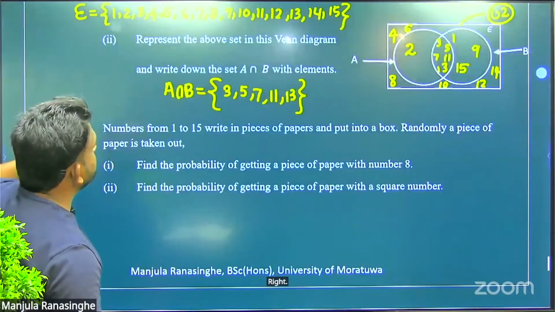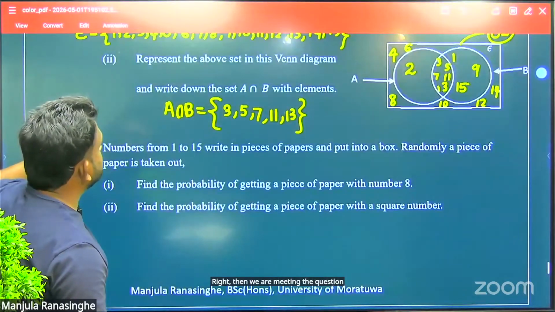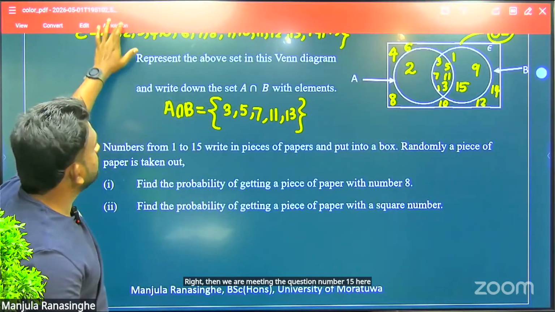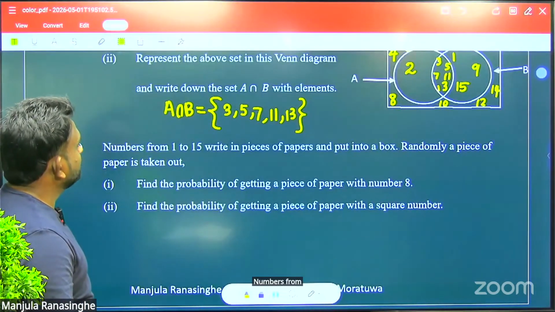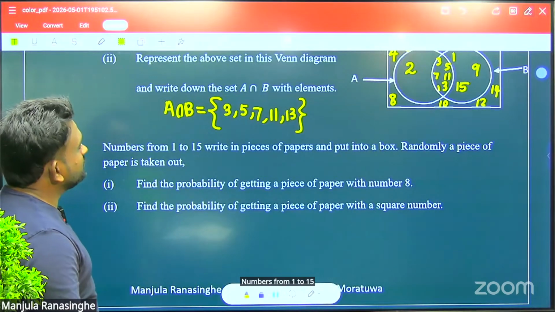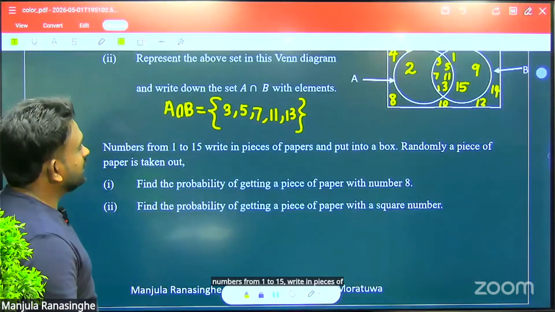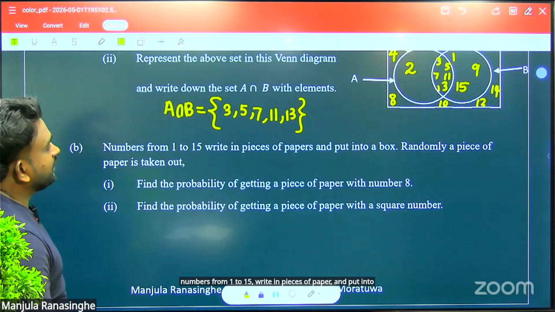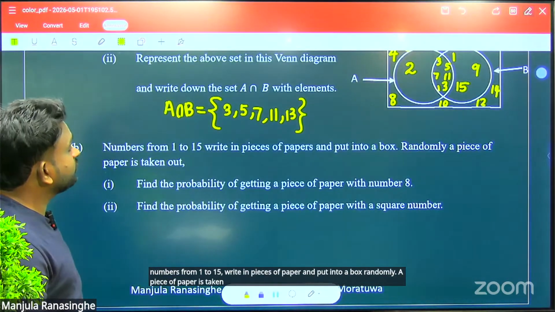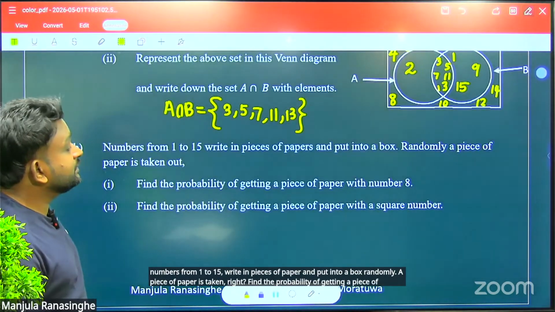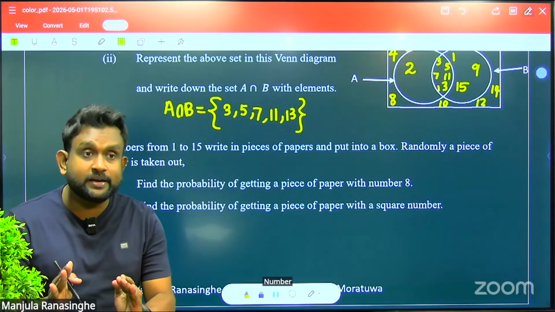Then we are meeting question number 15 here. Numbers from 1 to 15 are written on pieces of paper and put into a box. Randomly, a piece of paper is taken. Find the probability of getting a piece of paper with number 8. This is the probability.